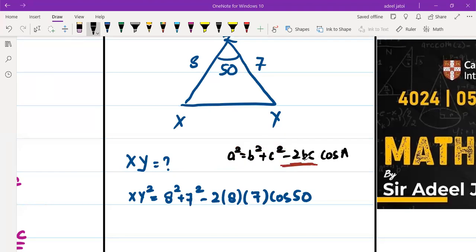Then in the formula there is negative 2bc. That means b and c will be on this side. Same values will be taken. And the angle will be opposite to the side.